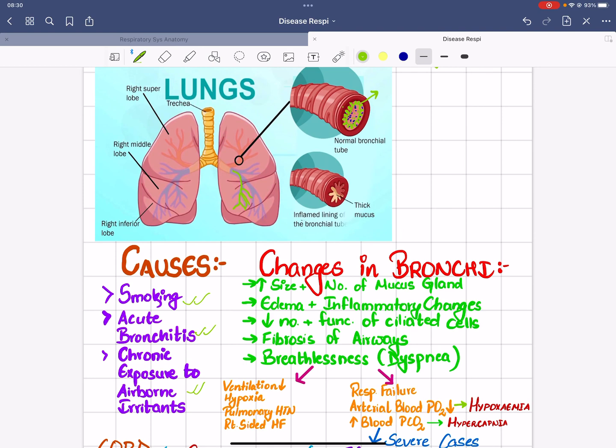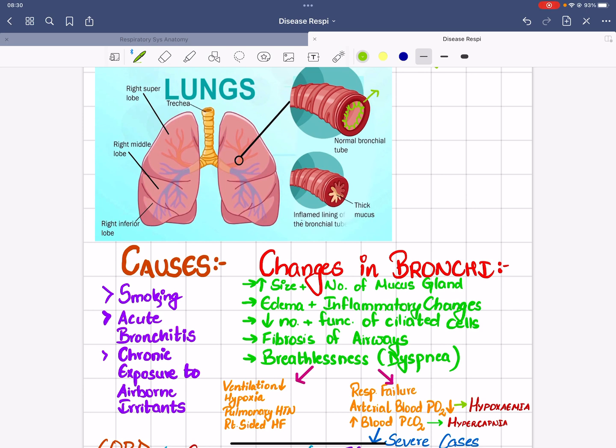Now, the changes in the bronchi. What are the different changes that can occur in the bronchi as a result of bronchitis? The size and the number of the mucus glands increase, meaning that the mucus glands are lined in this way inside the bronchi, right? This is a normal healthy bronchi.